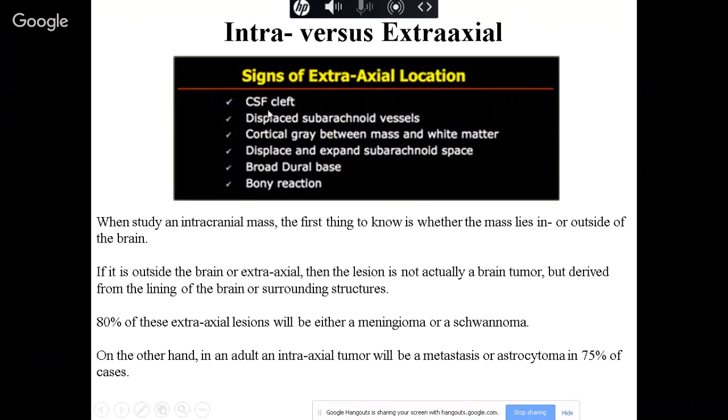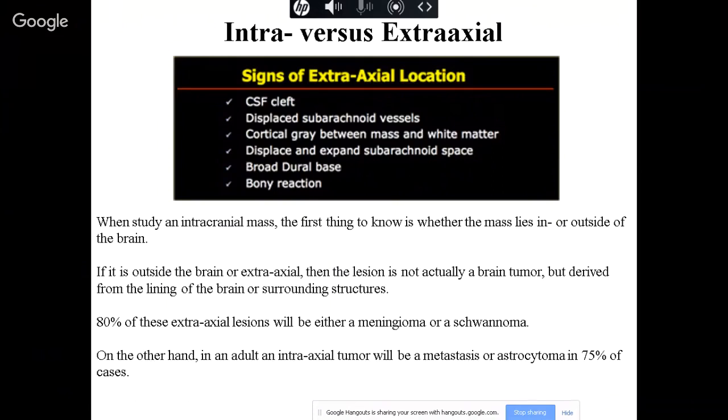Now, when you look at the tumor, the first thing you want to look at is, whatever the lesion is, whether it's intra- versus extra-axial. So what kind of signs suggest this is an extra-axial location? You're looking for a CSF cleft. That makes sense because this comes from outside, pushing on the brain, so you will see the CSF cleft. And you will see whether or not they displace the subarachnoid vessels, am I right? And the third thing, you see cortical gray matter between the mass and the white matter. Remember, if you see the gray matter, that means it's pushed from outside, in between there. And then it expands the subarachnoid space, and you have a broad dural base, and you have bony reaction. So all of this is a characteristic indicating this is an extra-axial mass, am I right?